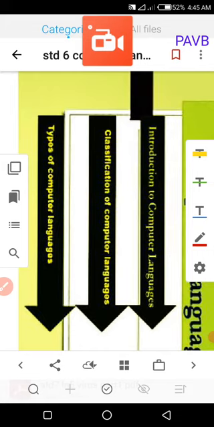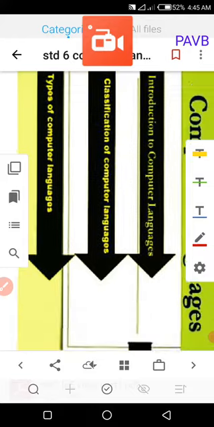Today we are going to discuss the introduction to computer language, classification of computer language and types of computer language.